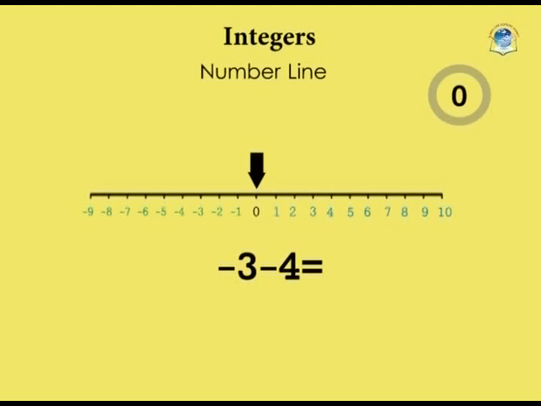So from 0, 3 steps towards the left. 1, 2, and 3. And then another 4 steps towards the left. 1, 2, 3, 4. And so the answer is minus 7.